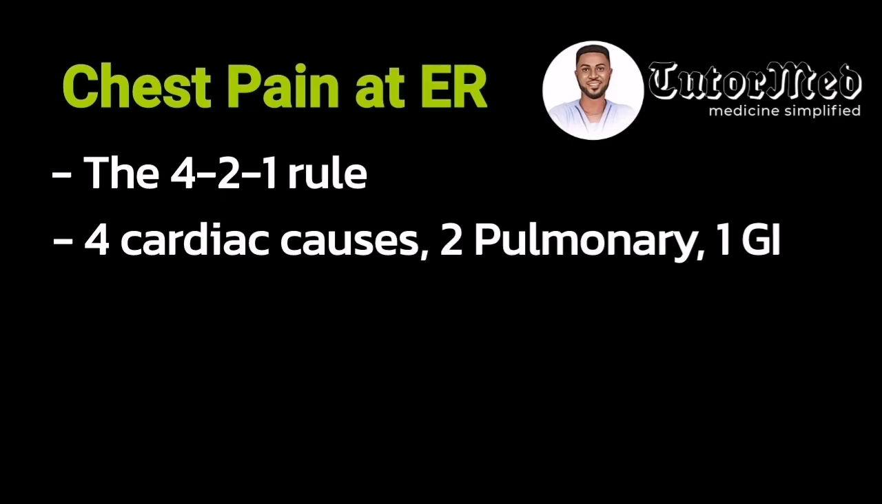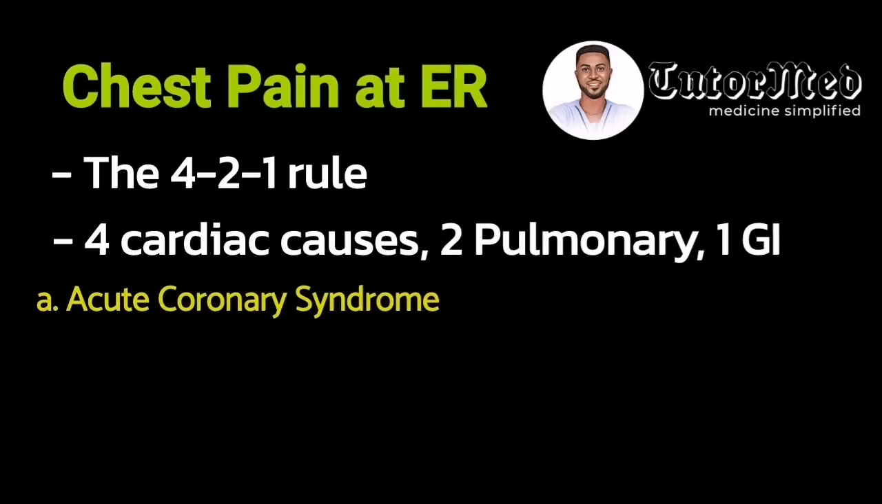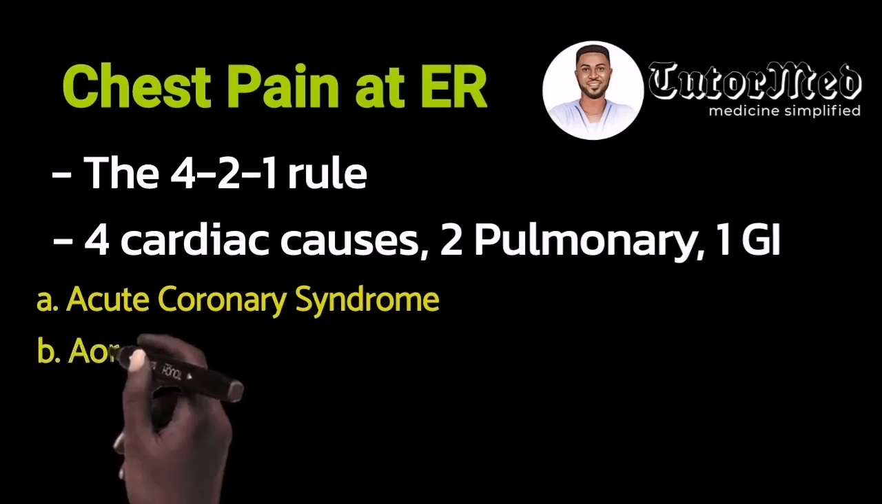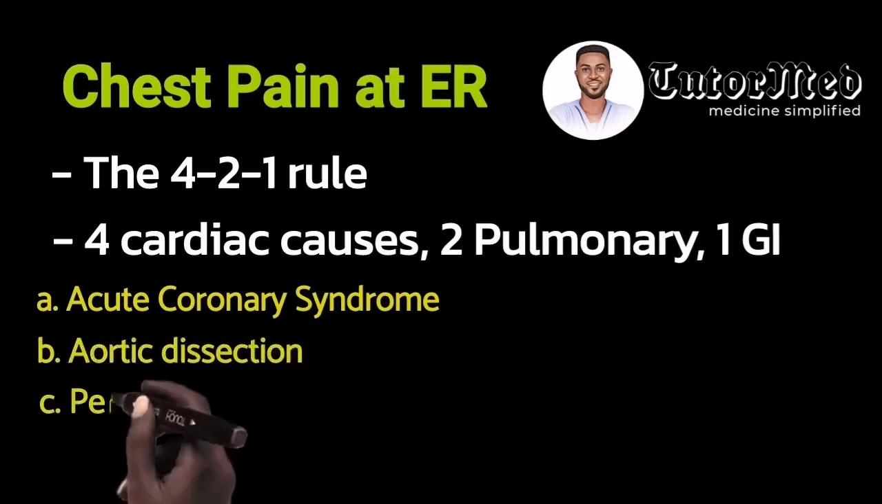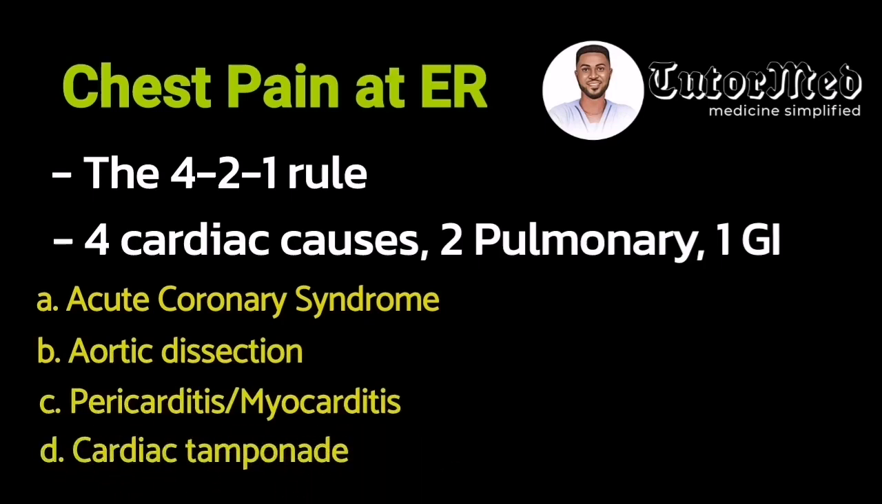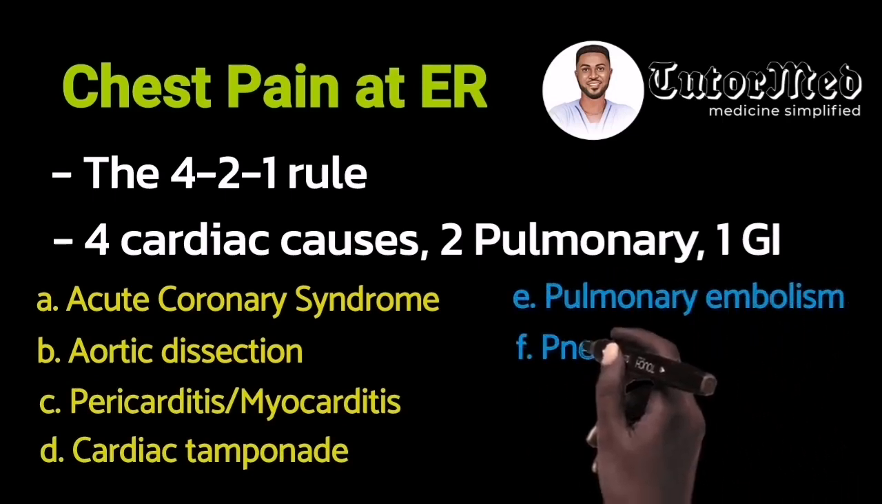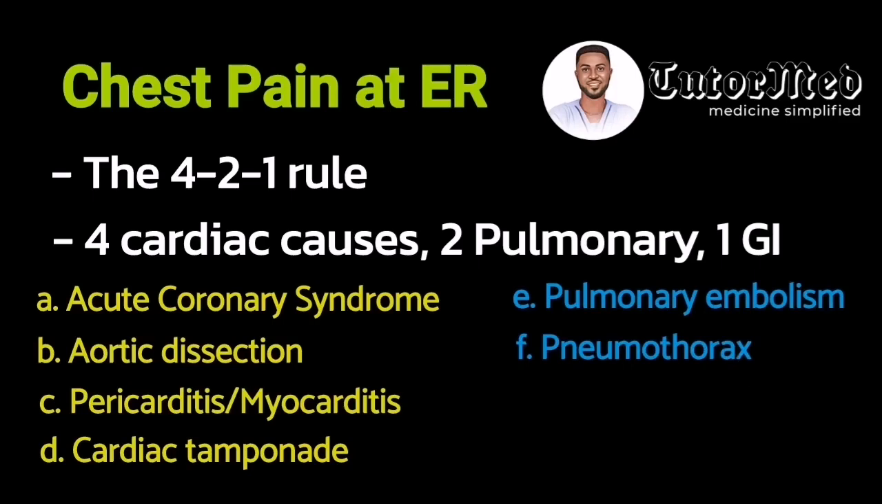For the cardiac causes, we have acute coronary syndrome, which is made up of a spectrum of unstable angina, non-ST elevation myocardial infarction, and then ST elevation myocardial infarction. Then we have aortic dissection, pericarditis or myocarditis, cardiac tamponade. For the 2 pulmonary causes, we have pulmonary embolism, pneumothorax, and then for the gastrointestinal cause, we have esophageal rupture.